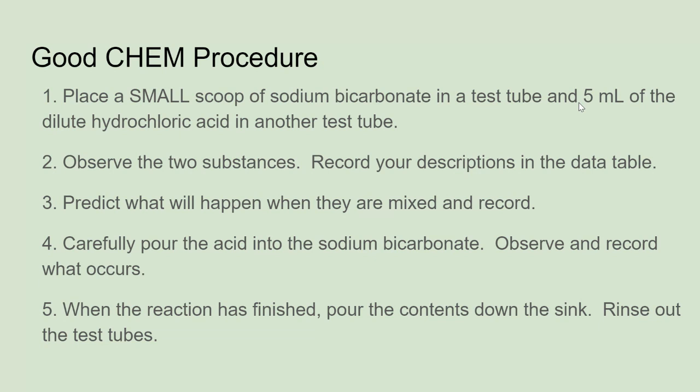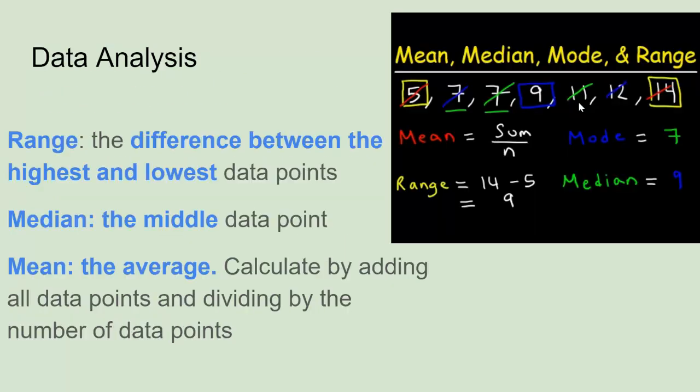Observe the two substances. Record your description in the data table. Predict what will happen when they are mixed and record your prediction. Carefully pour the acid into the sodium bicarbonate, so now you know how you're going to be mixing it. Observe and record what occurs. And then finally, when the reaction is finished, pour the contents down the sink and rinse out the test tubes. Now you know how to clean up.